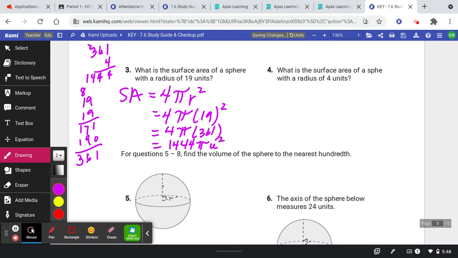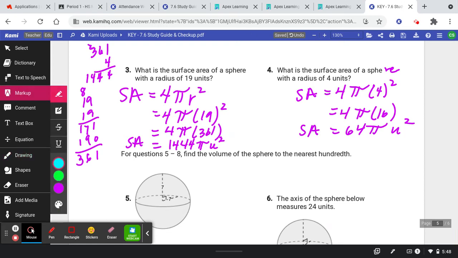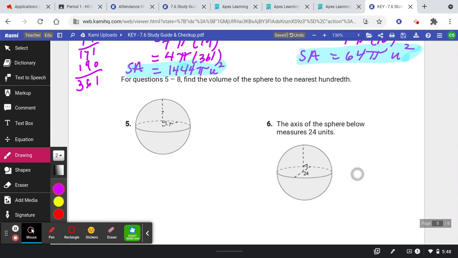So 4 times 361 is 1444 pi units squared. Surface area of a sphere with radius of 4. And that surface area would be 64 pi units squared. So again, we're just taking that radius, squaring it, multiply that area by 4. And there's our surface area.